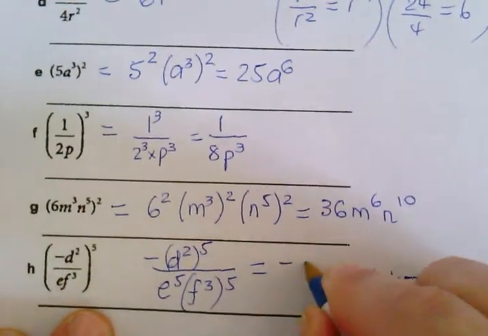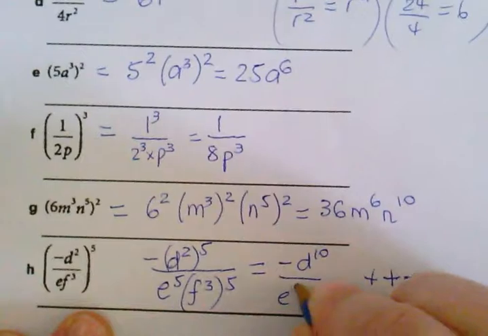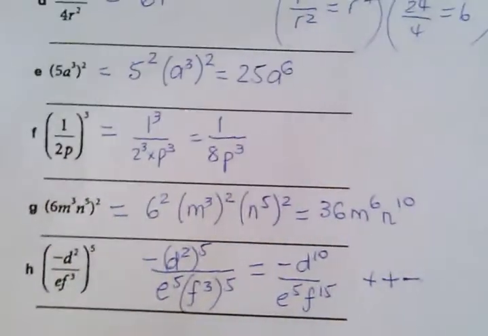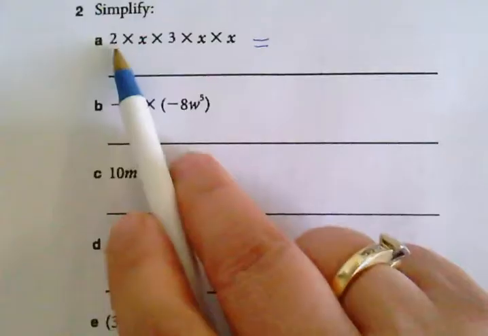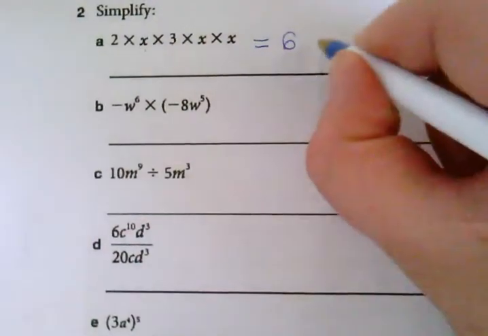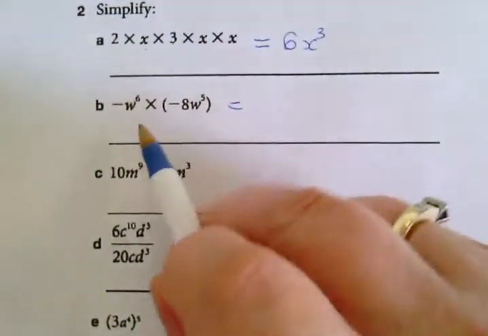d squared to the power of 5 is d to the power of 10 over e to the power of 5. f^3 is to the power of 5. That's f to the power of 15. 2 times 3, looking at the numbers first, is 6, and x times x is x cubed.